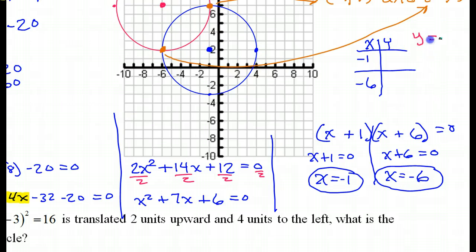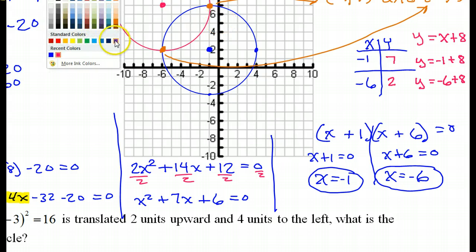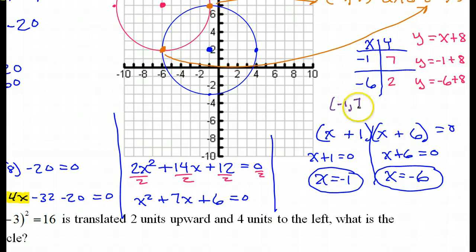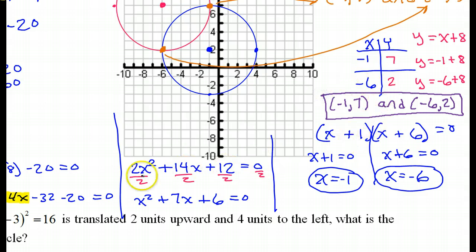Okay, if y = x + 8, then right here I've got y = -1 + 8, which is 7. And right here I've got y = -6 + 8, which is 2. Alright, so that is going to give me the points (-1, 7) and (-6, 2). So that is how you solve a system algebraically.